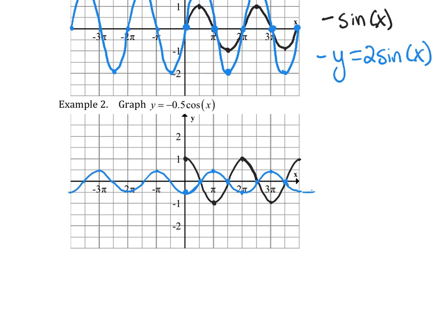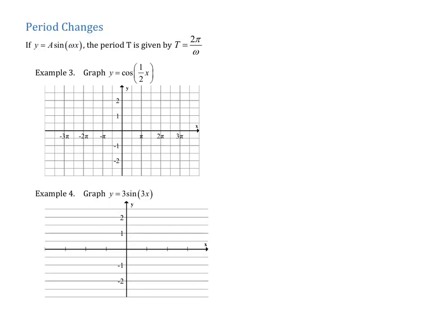And then this would be my y equals negative 0.5 cosine of x, and what we did in black at the beginning was just my y equals cosine of x. So in your textbook in this section, the only thing that they talk about are vertical stretches and compressions and reflections, and then they also talk about horizontal stretches and compressions. We've already seen changes to the midline with vertical shifts, but that's just not covered in your book until a little bit later. So let's take a look at period changes.